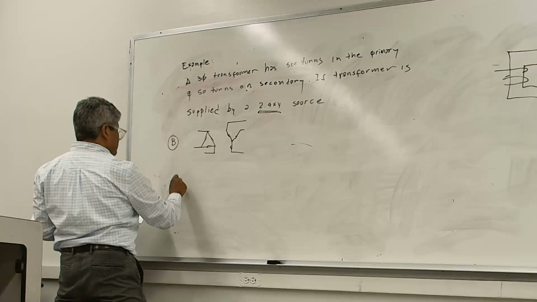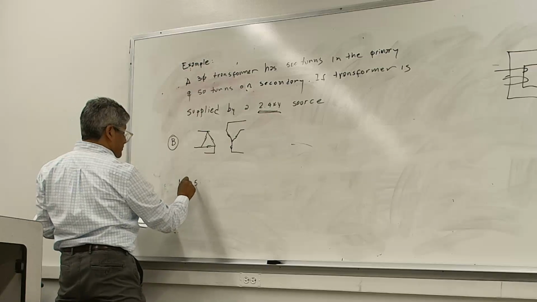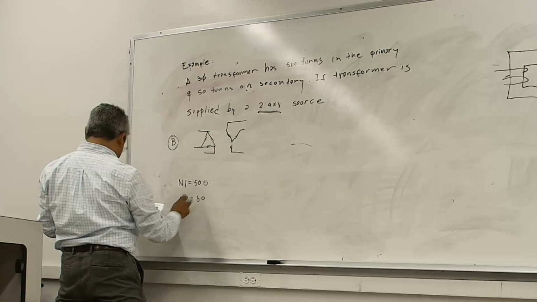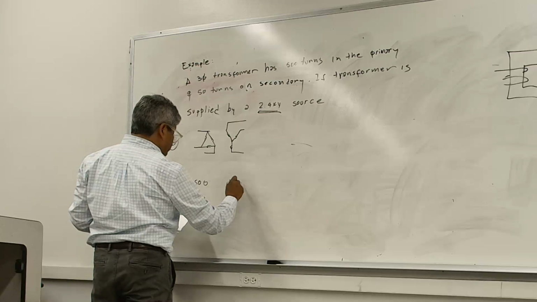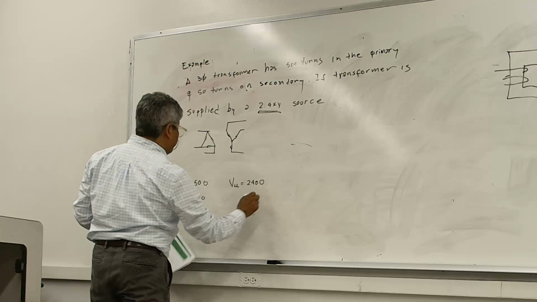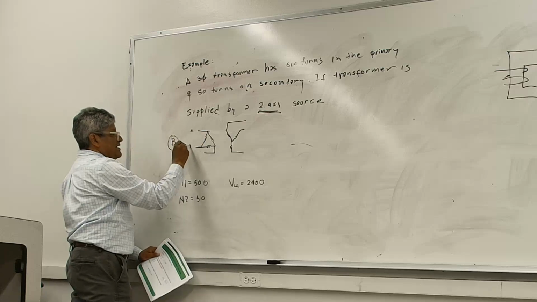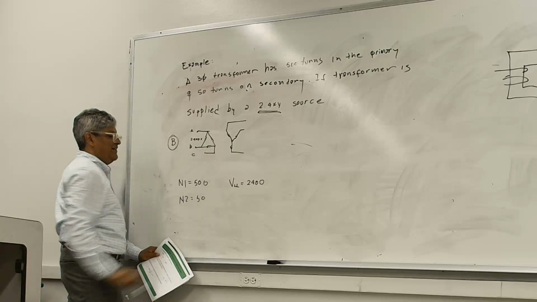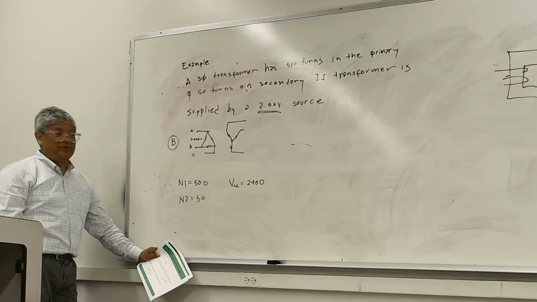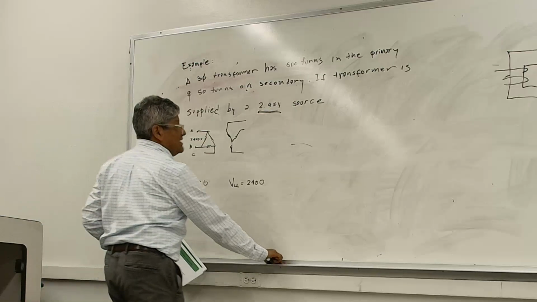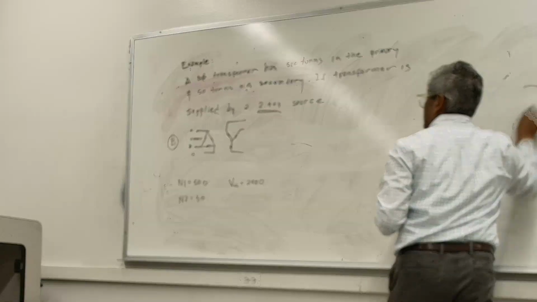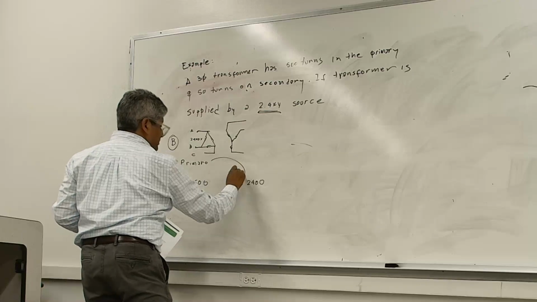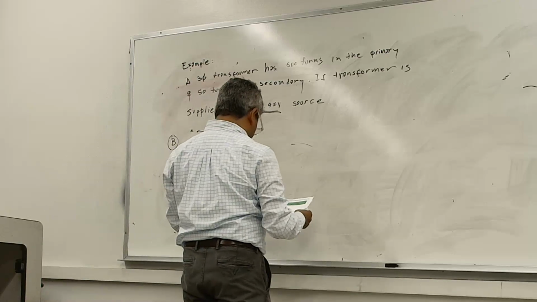So the turns don't change, right? N1 still 500 turns, N2 still 50 turns, and then the voltage line to line is still 2,400 volts on this side. And now A, B, and C, so 2,400 volts between this wire and this wire. There's no neutral, so we don't have to worry about line to neutral. So if that is the case, I'm gonna say this is the primary for now. Primary voltage.